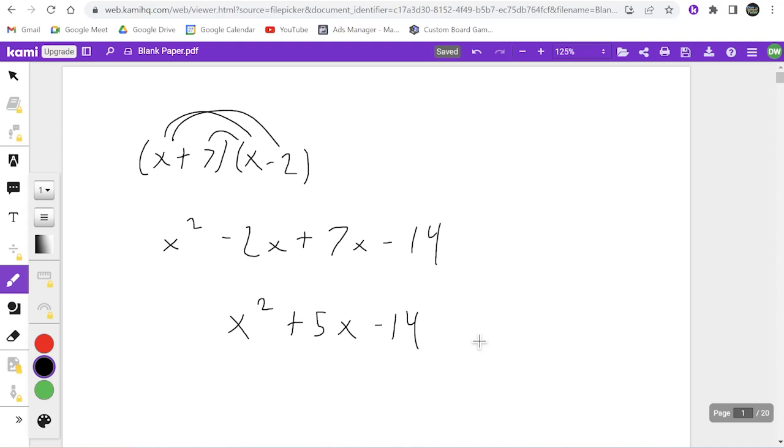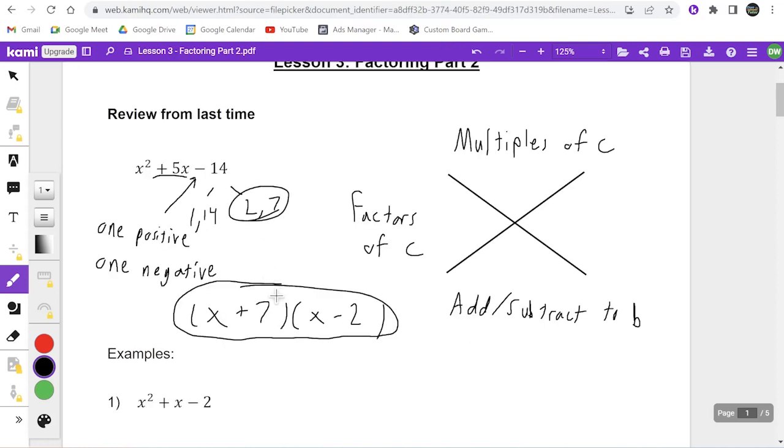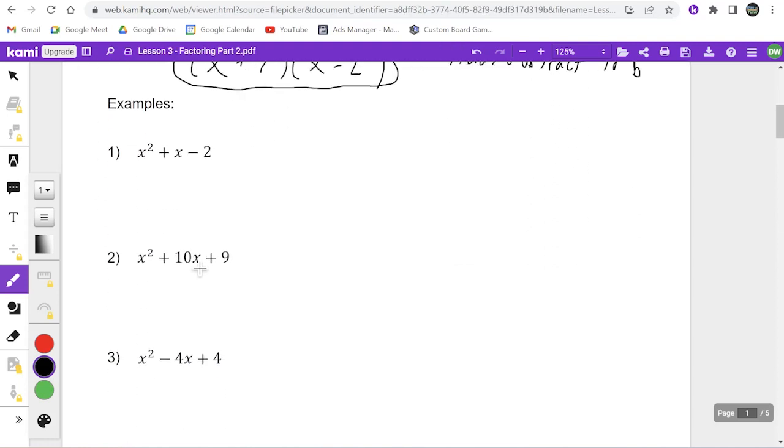Any questions on that? Okay. So now for the examples, we have x squared plus x minus 2. Let's start with this one.